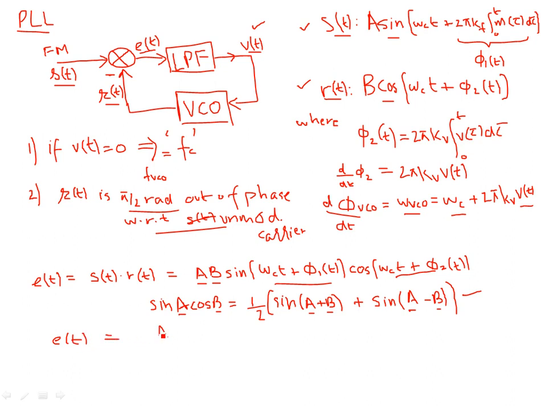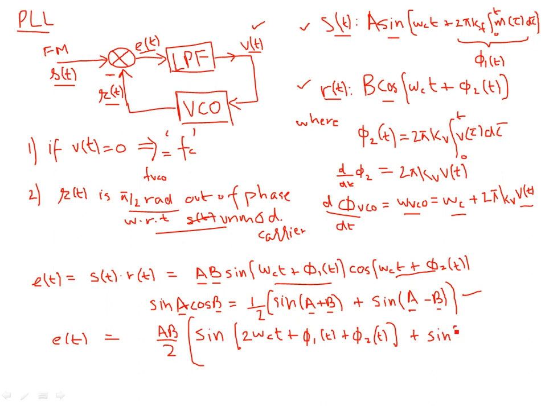The first one will be, okay, the multiplier becomes AB by 2, and then you'll have sine of omega CT. First we have the sum, so this is 2 omega CT plus phi 1 of t plus phi 2 of t. That is the sum term, which is the high frequency component coming out of the multiplier, and the second term is a DC term. Let's take this in the brackets, and then I have another term which is the difference.